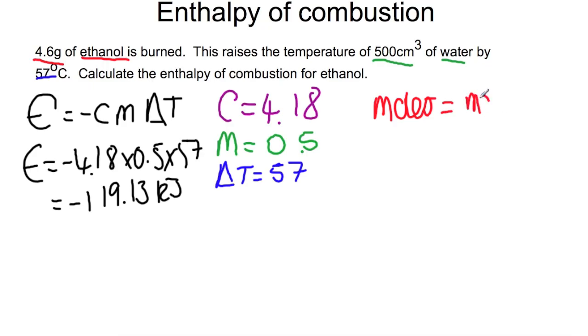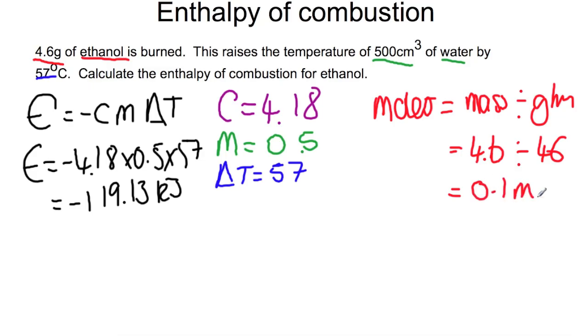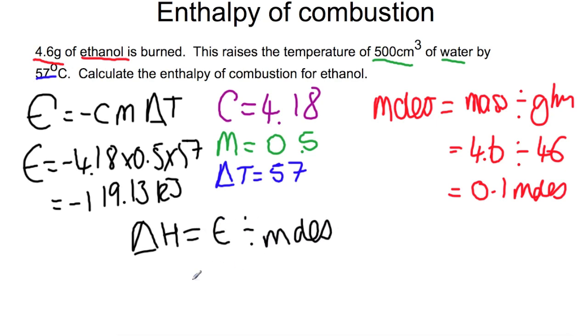So moles equals mass divided by gram formula mass. You have 4.6 grams divided by a gram formula mass of 46 to give you 0.1 moles of ethanol burned. To work out the enthalpy of combustion, which is in kilojoules per mole, we're going to do delta H equals energy divided by moles burned.